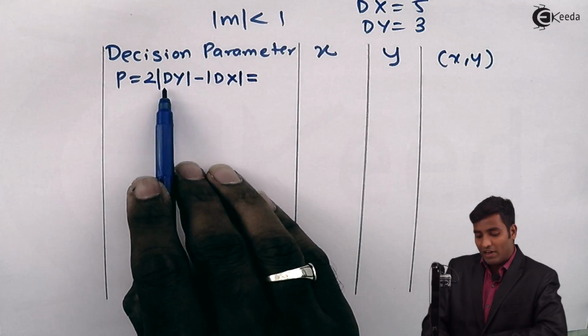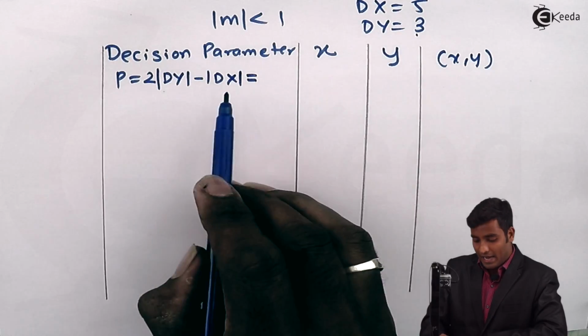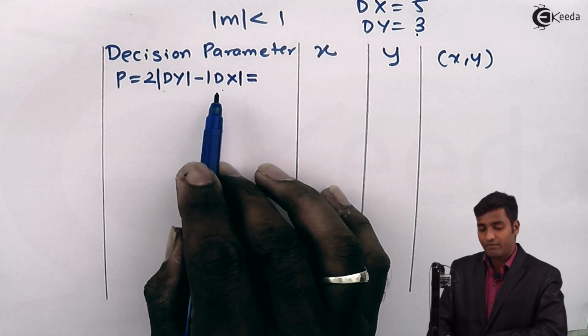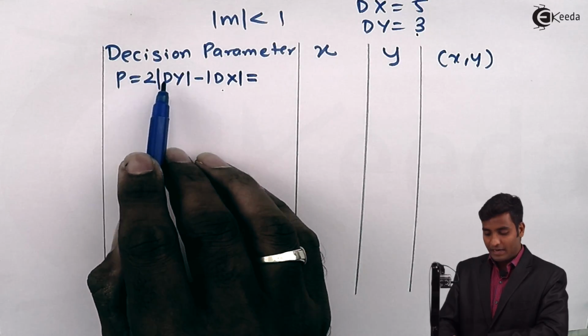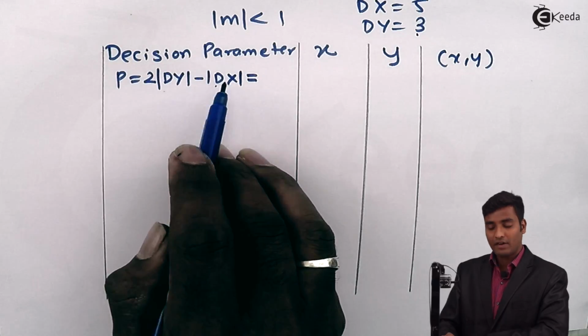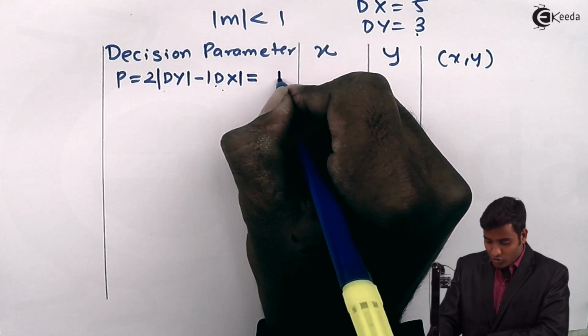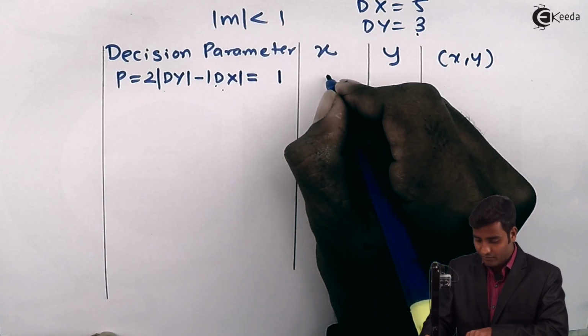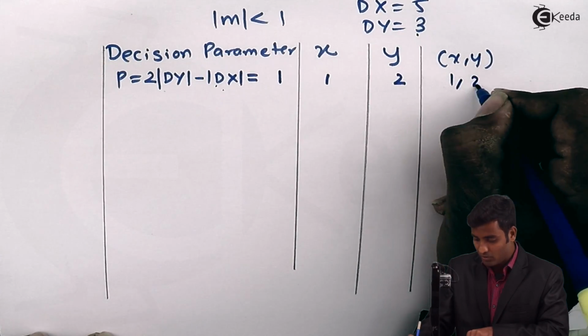So here the value of dy is 3 and the value of dx is 5. So 6 minus 5. So the multiplication of this whole term is 6 and dx is 5. So the answer is positive 1, and the initial value of x, we know that, is 1 comma 2.